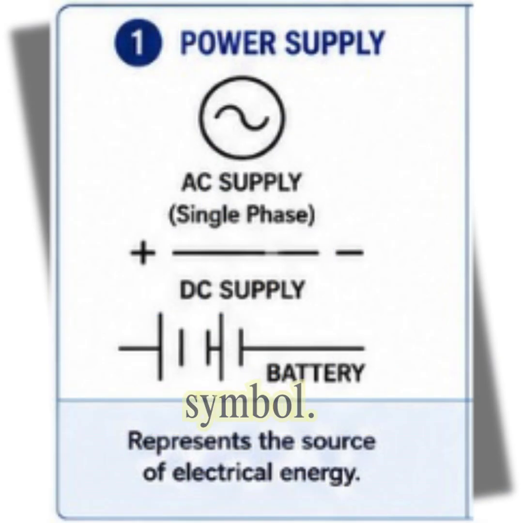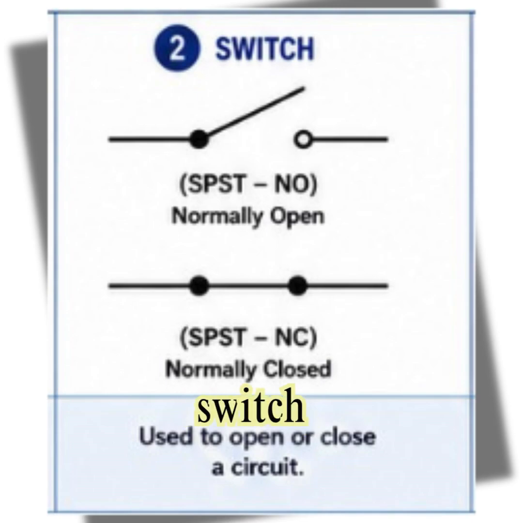First, power supply symbol. This symbol represents the source of electrical energy such as AC supply, DC supply, battery, or generator. Remember, every circuit starts from a power source. Second, switch symbol. A switch is used to open or close a circuit. Open switch means no current flow. Closed switch means current can flow.